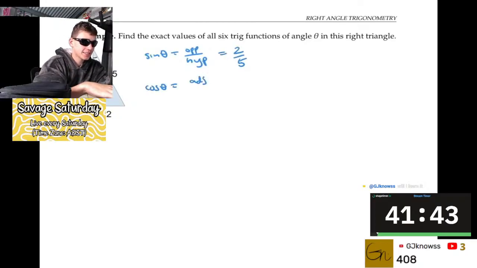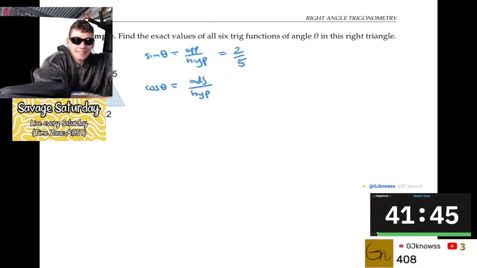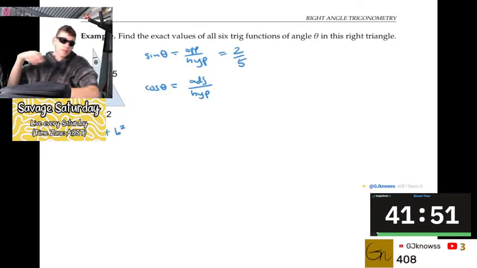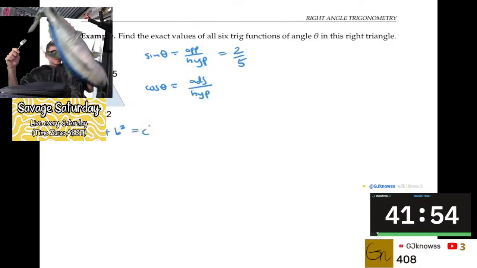Cosine theta is adjacent over hypotenuse, but I don't know the value of this side length. Fortunately, I can find it using the Pythagorean theorem. Since I have a right triangle here, I know that a squared, I'll call this side length a, plus b squared, where b is this other leg of the triangle, is equal to c squared, where c is the hypotenuse.